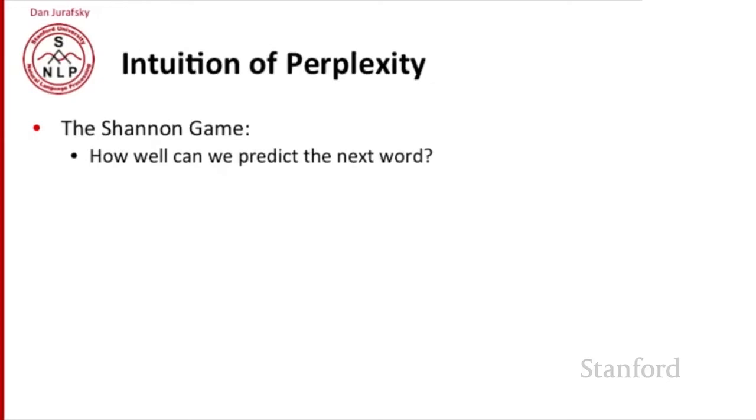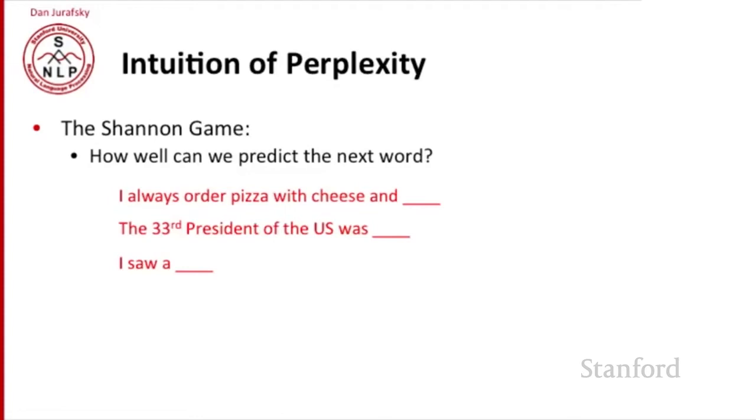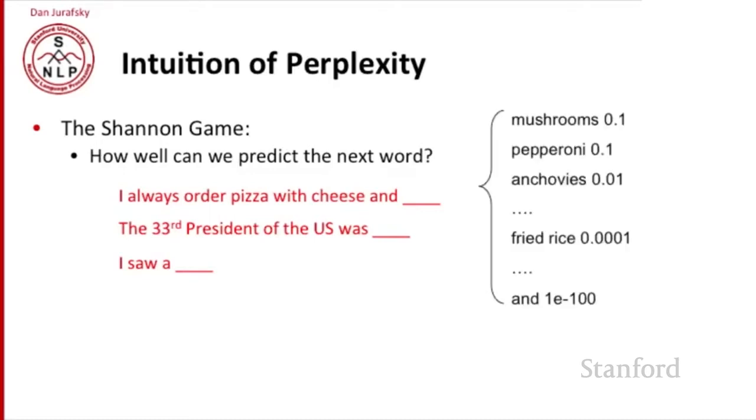So let's think about the intuition of perplexity. And like many ideas in language modeling, this dates back to Claude Shannon. Shannon proposed, among many other things, a game about word prediction. How well can we predict the next word? So for example, we've seen sentences like, I always order pizza with cheese and our job is to predict the next word. A good language model might guess that we are likely to have mushrooms and likely to have pepperoni and maybe less likely to have anchovies because anchovies are somewhat less popular than mushrooms, and very unlikely to put fried rice on our pizza, and extremely unlikely, let's say, to have "and", although people, I guess, do say "and" after the word "and". So how well the model predicts the actual words that occur is how good the model is.